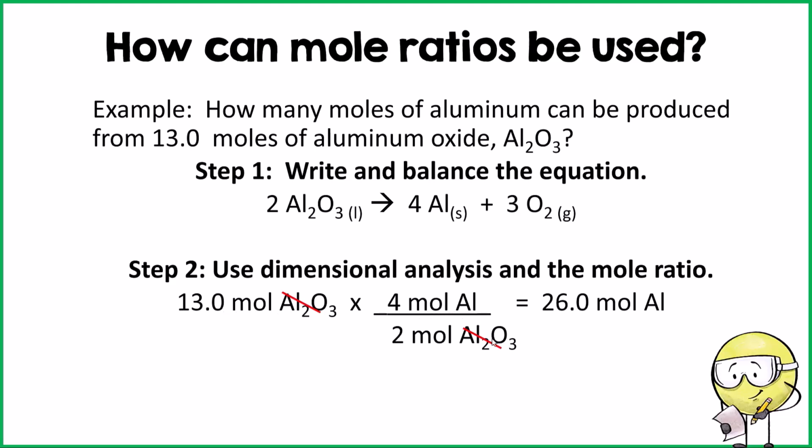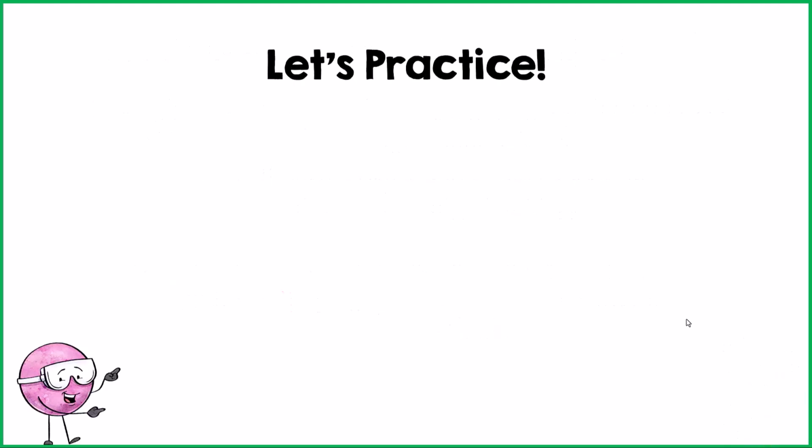Multiply across the top, divide by the bottom, and we end up with 26.0 moles of aluminum. So how many moles of aluminum can be produced? 26.0 moles of aluminum. So that's how we use a mole ratio, just like a conversion factor in a dimensional analysis problem. So here's another one to practice.